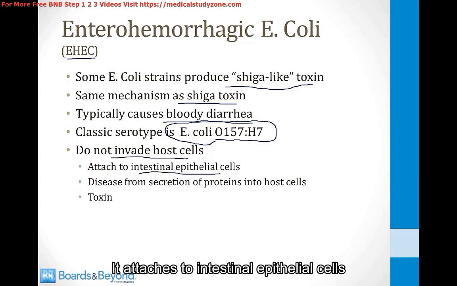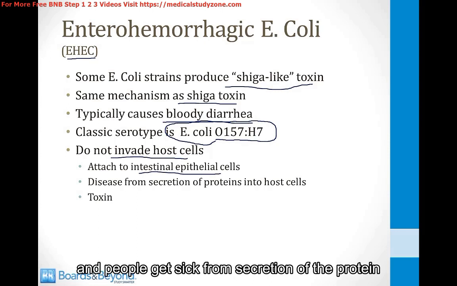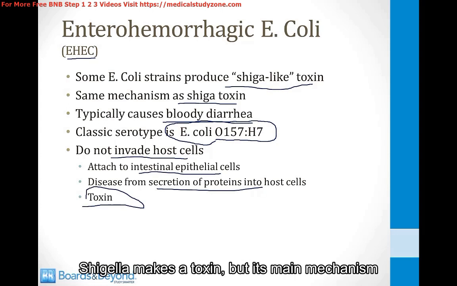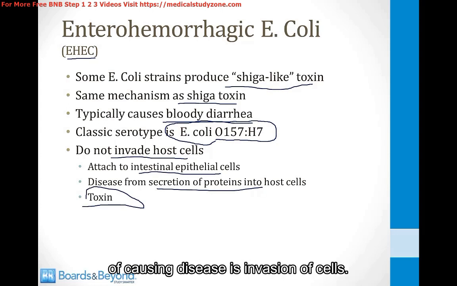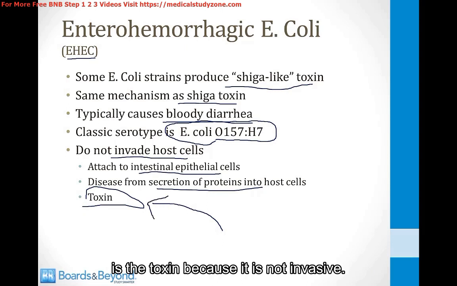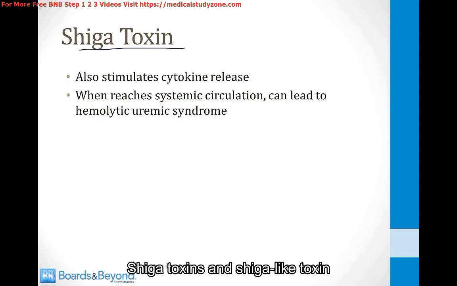It attaches to intestinal epithelial cells, and people get sick from secretion of the protein into the host cells and the toxin effects. So this is different from Shigella. Shigella makes a toxin, but its main mechanism of causing disease is invasion of cells. EHEC makes a toxin, and its main mechanism of disease is the toxin because it is not invasive. Shiga toxins and Shiga-like toxin from enterohemorrhagic E. coli can stimulate cytokine release.